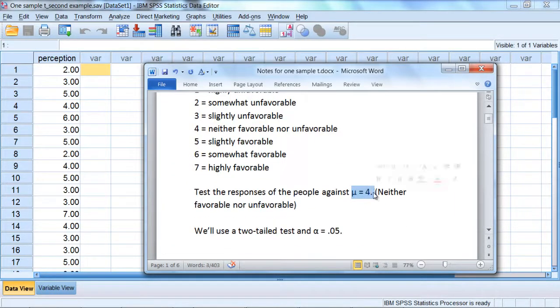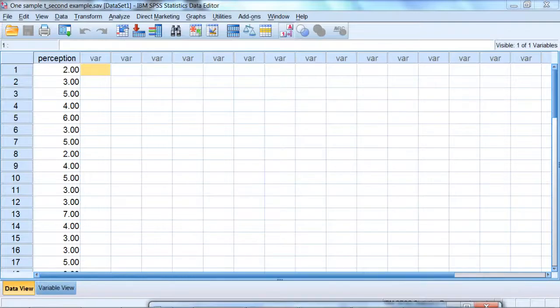So this is our population mean for all intents and purposes. We want to determine if people rate this politician significantly different from neutral. We're going to run this test as a two-tailed test and use an alpha of 0.05. So let's go ahead and take a look at that.